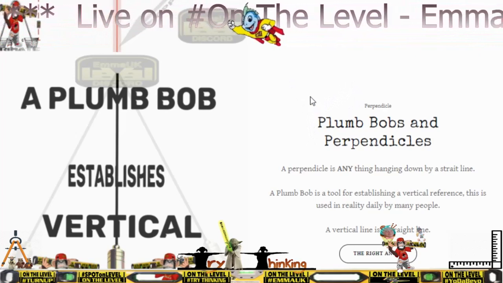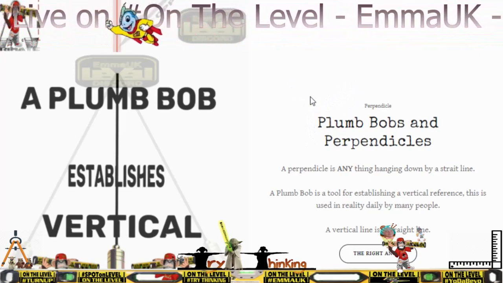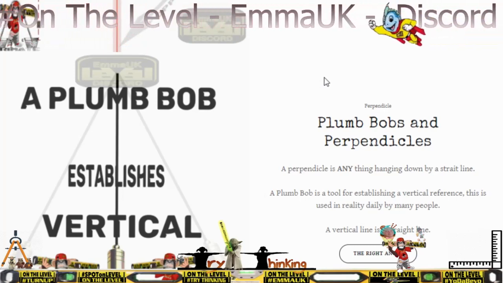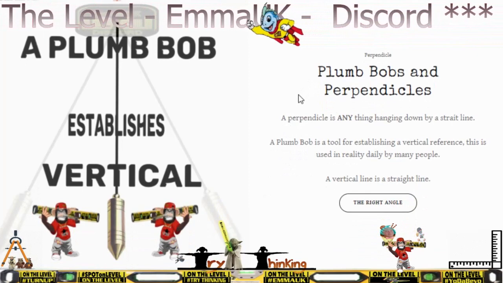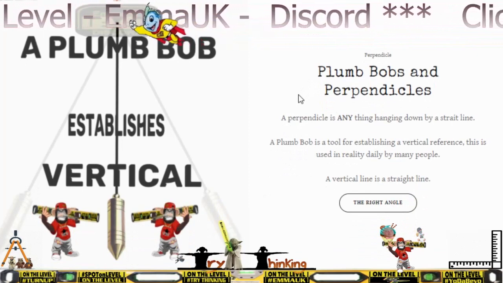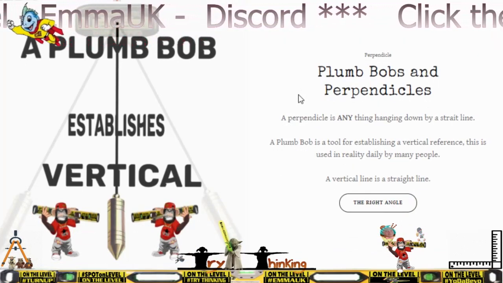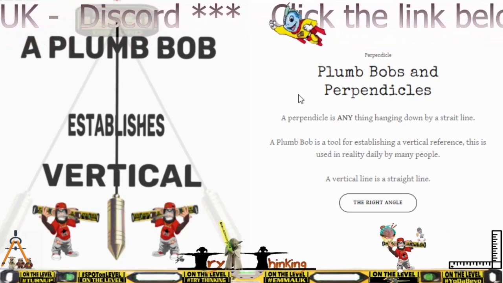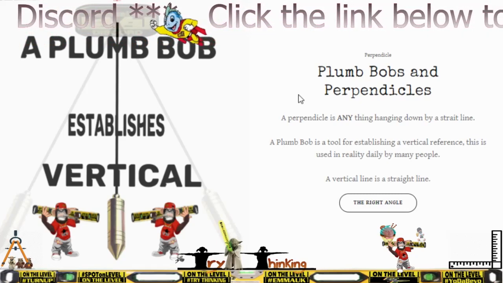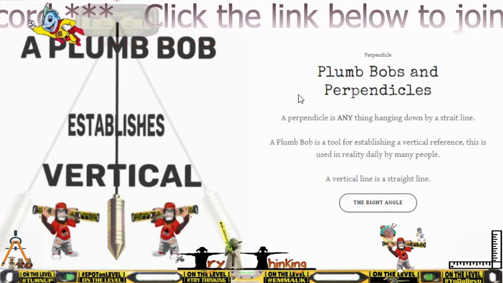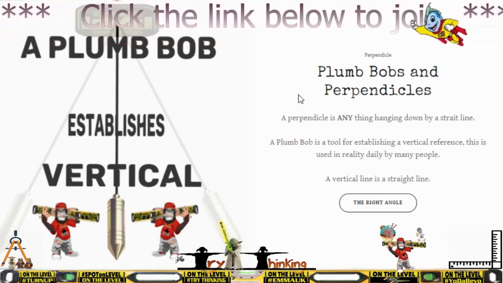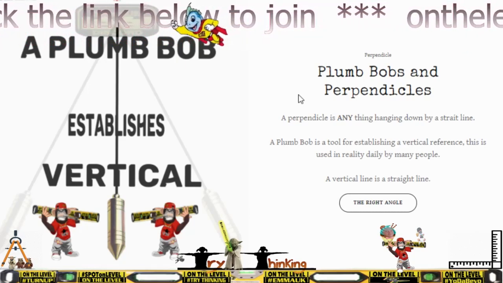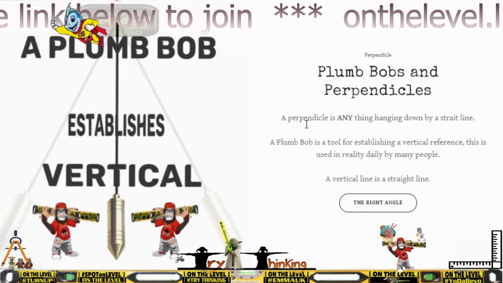A perpendicle is anything hanging down by a straight line. Plumb bob is a tool for establishing a vertical reference. This is used in reality daily by many people. A vertical line is a straight line. Yep. All lines are straight. Okay, so you would agree with that then? Yeah, that's easy. Yeah, I would. That's a good one, right? People like the reality one.